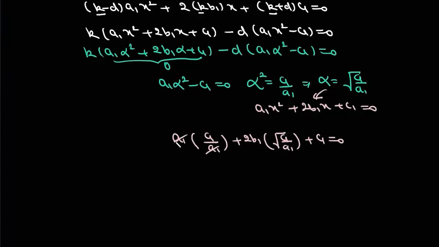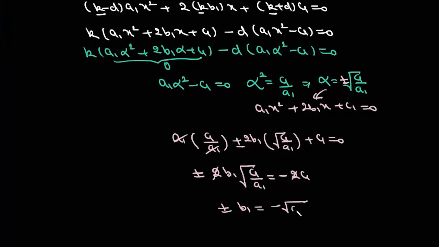Now I'll cancel, and we may have a plus sign or a minus sign here, so it will be plus minus. So from here we can write plus minus 2b1 under root c1 upon a1 will be equal to minus 2c1. Now this 2 and 2 will cancel, so you get plus minus b1 equals minus under root of a1 c1, or simply we can write b1 square equals a1 into c1, which means a1, b1, c1 are in GP, which is what we need to prove in this question.